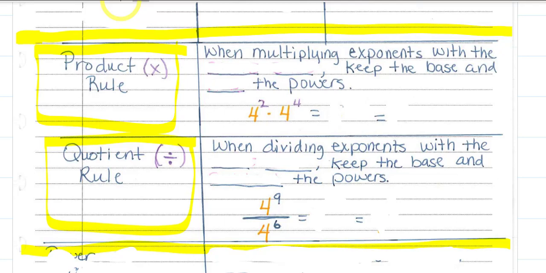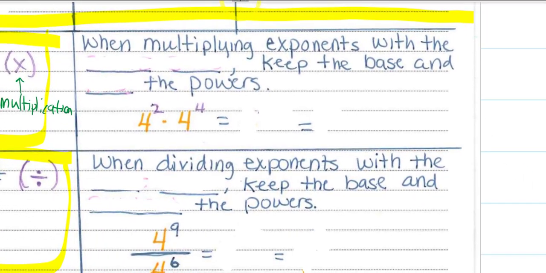Okay, so starting off with the product rule. The word product, hopefully you know by now, is an indication of multiplication. So when we are using the product rule, or the way you know you can use the product rule, multiplication will have to be present. So let's take a look at the definition.